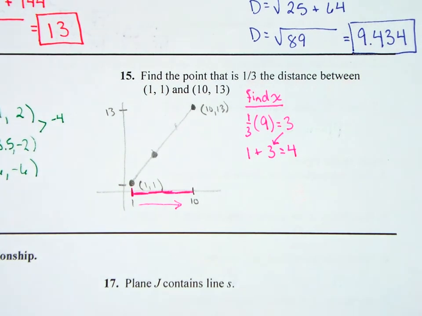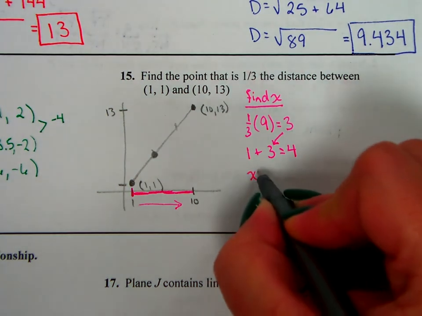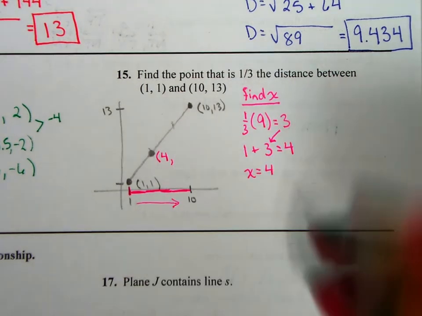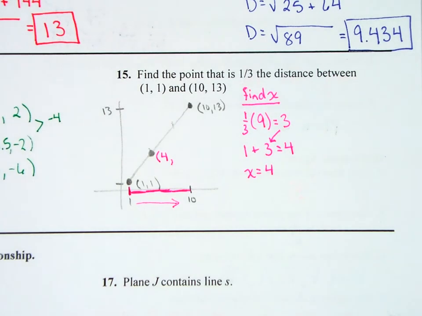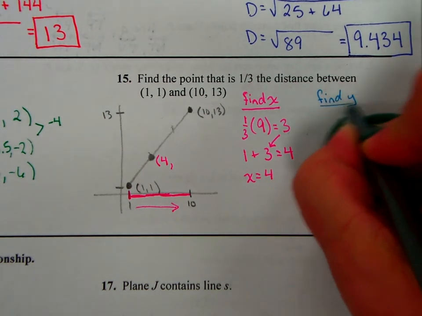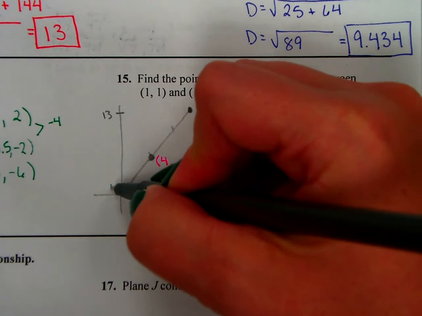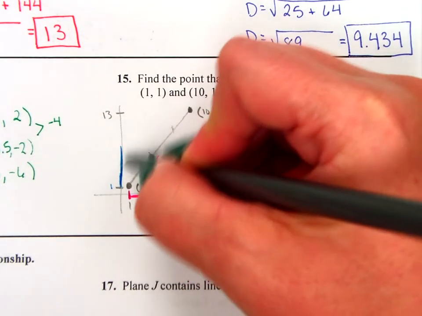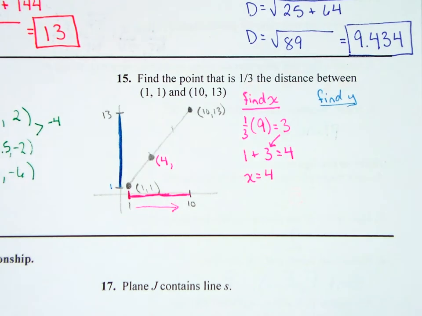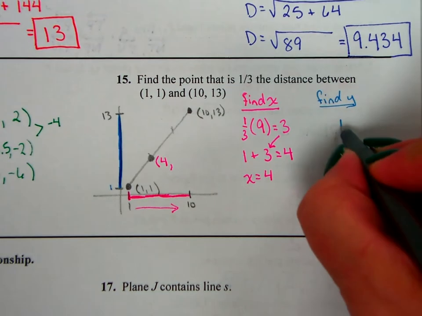So I'm increasing by 3, and I end up at an x value of 4. So this x value here is 4. Okay? Then I'm going to do the exact same process, but this time with my vertical axis to find y. So this time on my vertical axis, if I'm going from 1 to 13, how far am I going? 12.